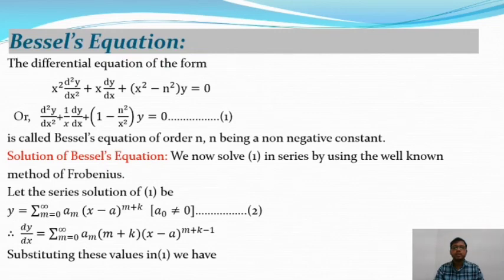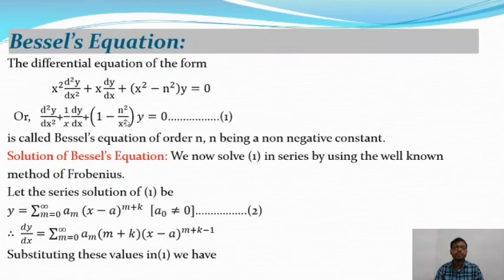Now we solve equation 1, the Bessel's equation, in series by using the well-known method of Frobenius. I have already discussed the Frobenius method in the previous chapter, how to solve an ordinary differential equation by the Frobenius method. So let the series solution of equation 1 be y is equal to the summation over m is equal to 0 to infinity of a_m into (x minus a) to the power m plus k, where a0 is not equal to 0. This is the series solution of the given Bessel's equation.